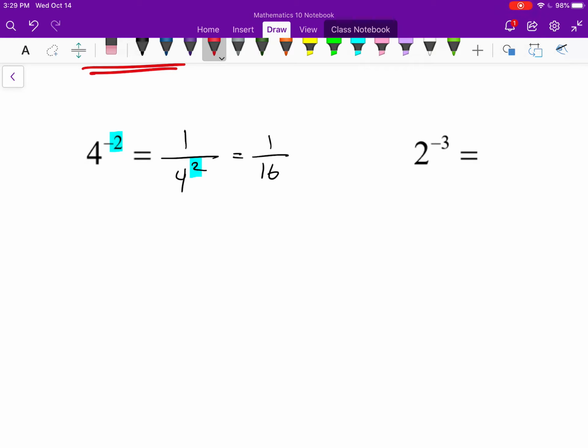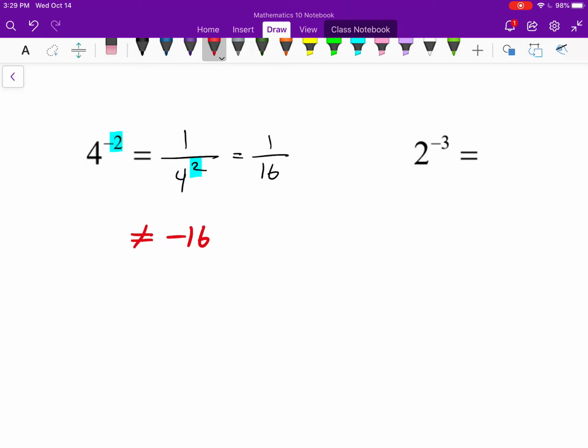4 to the negative 2 means 1 divided by 4 twice. But I would encourage you to write down these common mistakes, because you'll almost certainly make them at some point. So a common mistake is negative 16. Again, a negative exponent has nothing to do with negative answers. A negative exponent means you're repeatedly dividing.